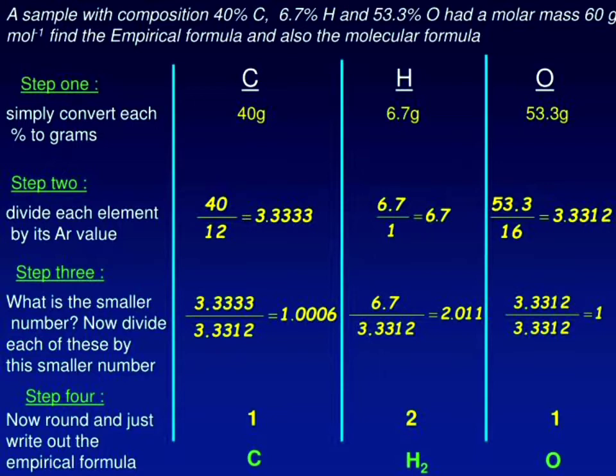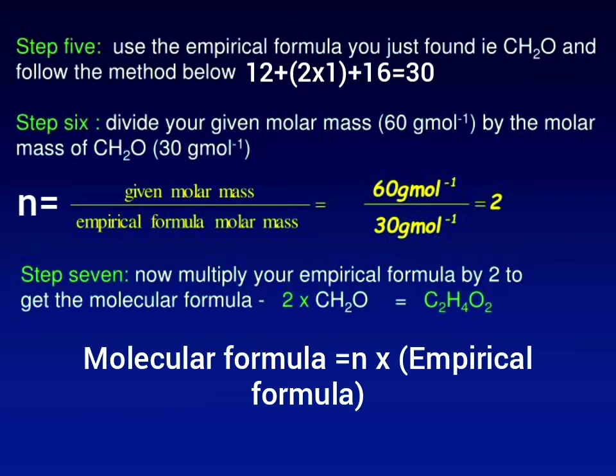The fourth step is to round these numbers and write the empirical formula using these numbers as subscript. So we will get the empirical formula as CH2O. In the fifth step, use the empirical formula you have just found to find its molar mass. In the case of CH2O, the molar mass is 30 gram mole inverse.